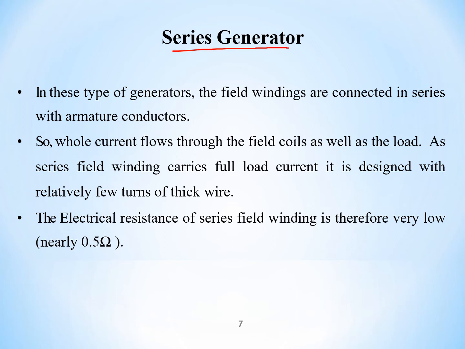In series generator, in these type of generator, the field windings are connected in series with the armature, as I said before. So whole current flows through the field coils as well as the load. As the series field winding carries full load current, it is designed with relatively small turns of thick wire. The electrical resistance of the series field winding is therefore very low, which is of 0.5 ohms.